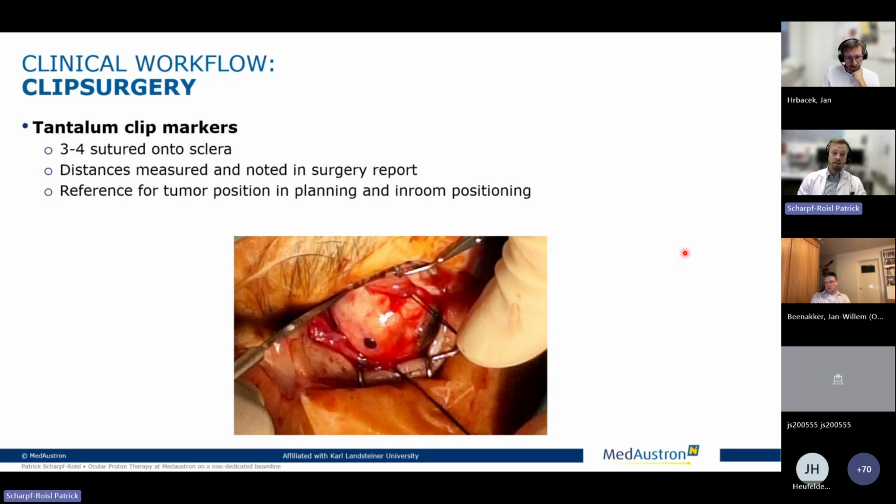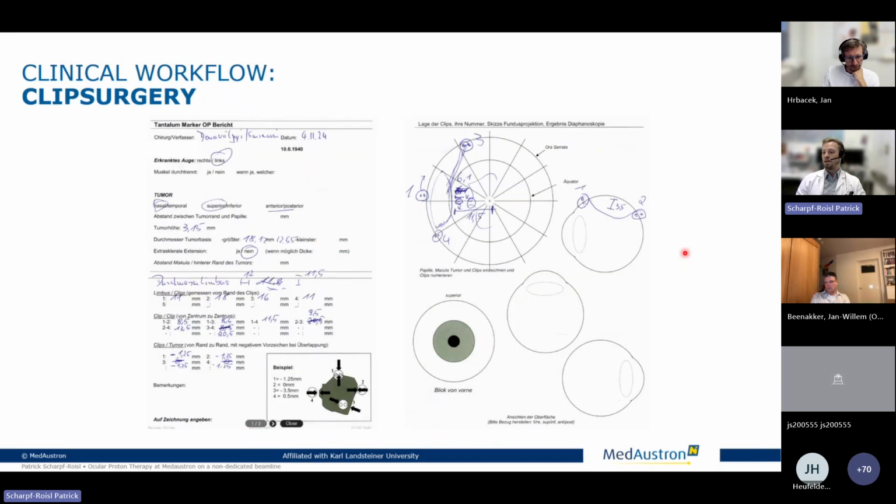What we actually position is the clip, and we hope that in the planning we position the tumors close to the clips, or we know the distance between tumor and clip, and then therefore position our target precisely in the beam. We can see here how a typical surgery report looks like, where we note down all the important data of the surgery.